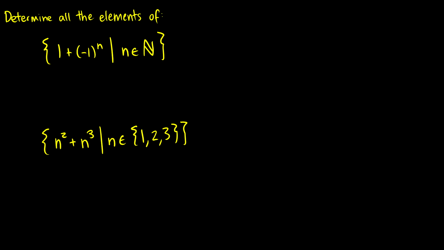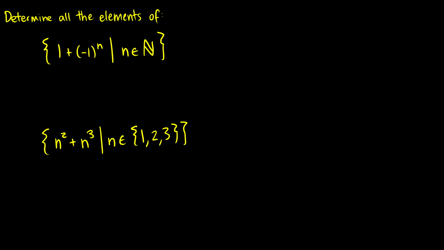So question 2, we're given a set in set builder notation, and we're told to list all the elements inside of it. So for the first one here, we have the set containing 1 plus -1 raised to the n for all natural numbers n. So we can check some things out here.